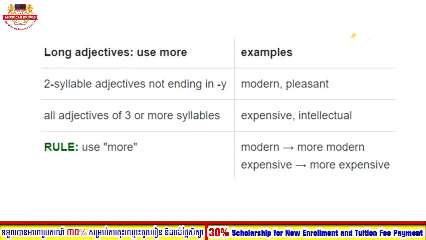As the teacher told you earlier, when you use more, you have to add than. More modern than, more expensive than. Example: my backpack is more modern than your backpack, or yours. So we use than to make the comparative as well, after we add er or more to the adjective.